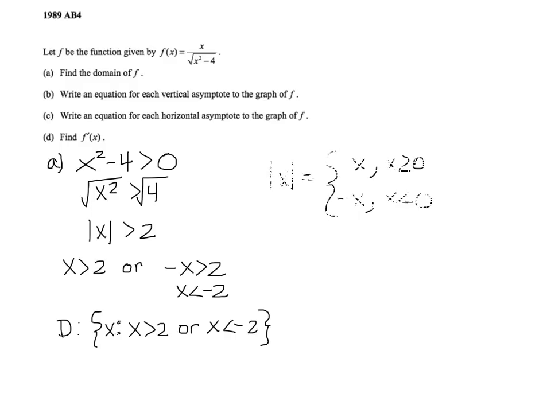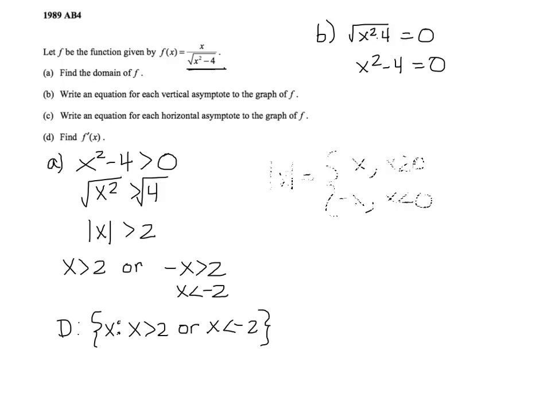Part B, while I'm erasing this, Part B talks about finding the equation for a vertical asymptote. Well, vertical asymptotes is when only the denominator equals 0. So I'm just going to look at the denominator. This fraction doesn't simplify, so there's nothing that cancels. So I'll come up here and put Part B. So I'm just going to think about when the square root of x squared minus 4 equals 0. I can go ahead and square both sides. If I square both sides, that'll get rid of the square root, so I get x squared minus 4 equals 0.